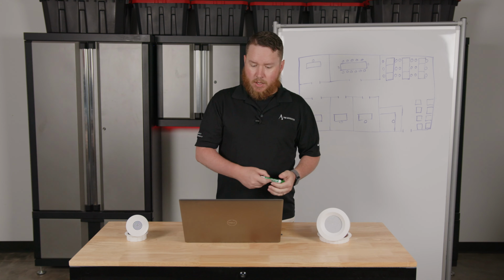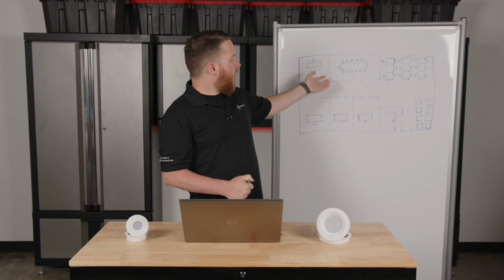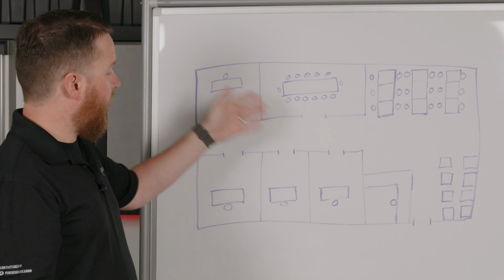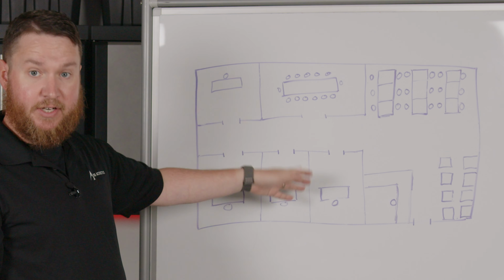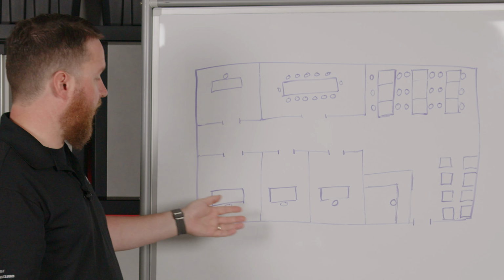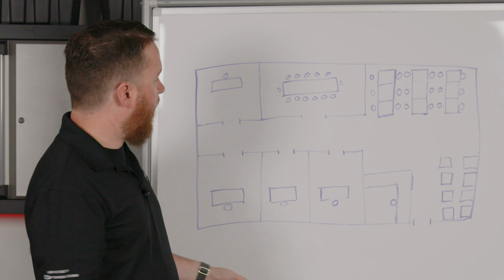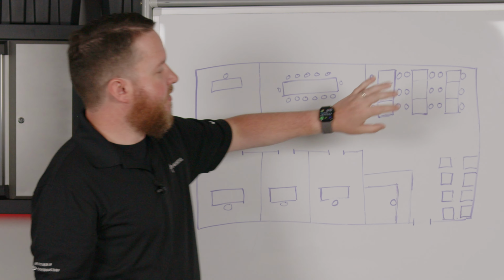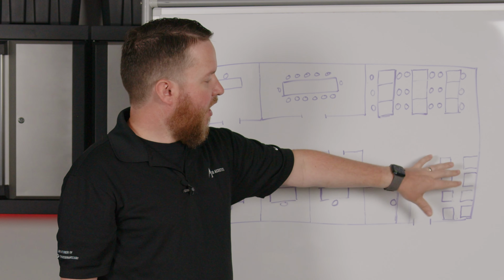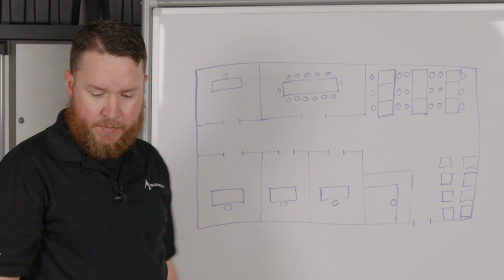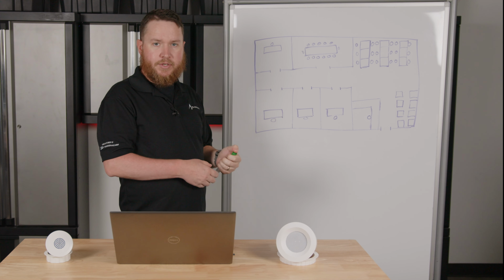What does that mean? Let's take a look at a makeshift office here. This could be a medical office. These could be private offices for somebody working in an insurance office, or for patients. This is a conference room. This is an open sales floor or an open customer service area. And then this is a lobby with a reception desk. So where do we want to put the speakers?